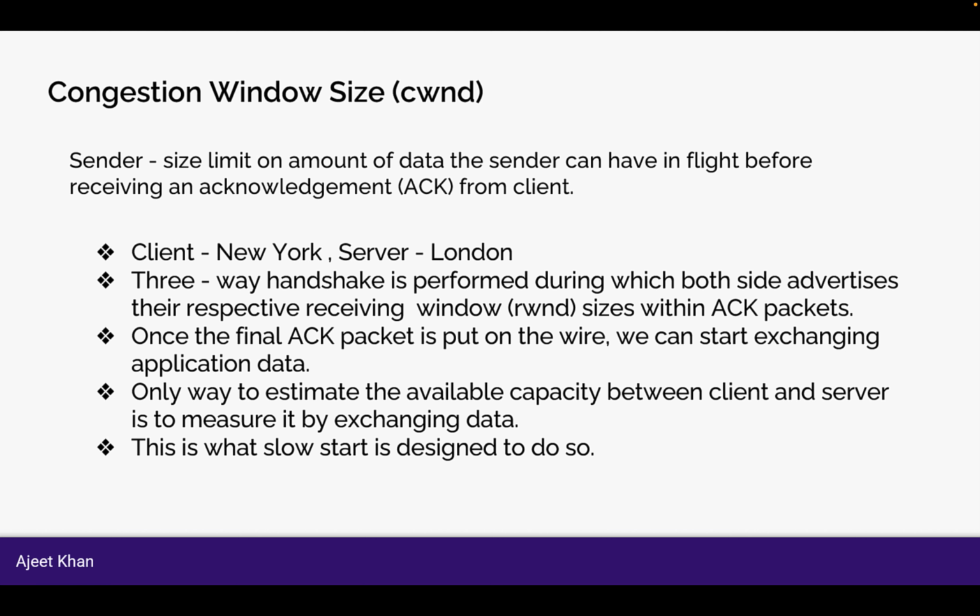The client is in New York and the server is in London. Then the three-way handshake is performed, during which both sides advertise their respective receive window size within ACK packets. Once the final ACK packet is put on the wire, we can start exchanging application data. The only way to estimate the available capacity between client and server is to measure it by exchanging data. This is what slow start is designed to do.